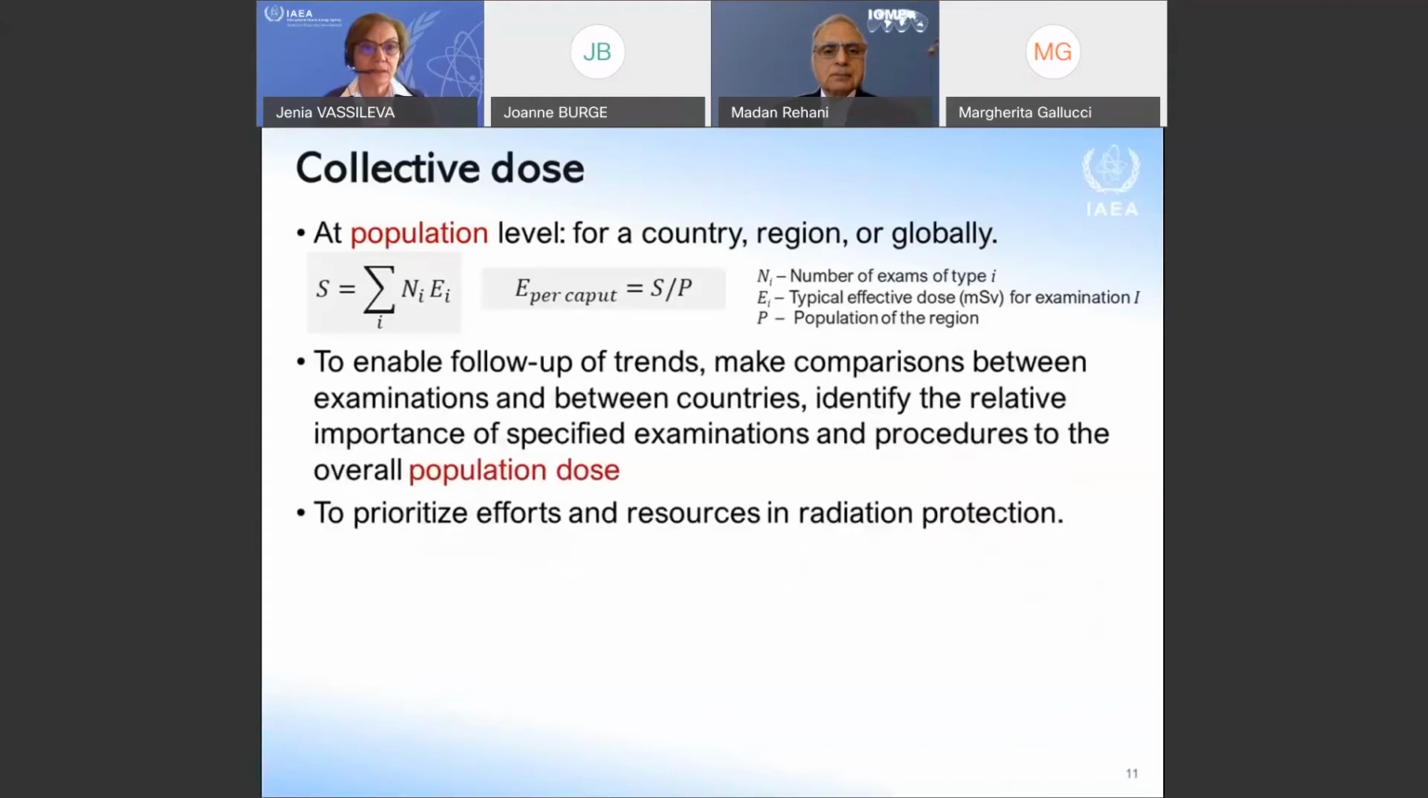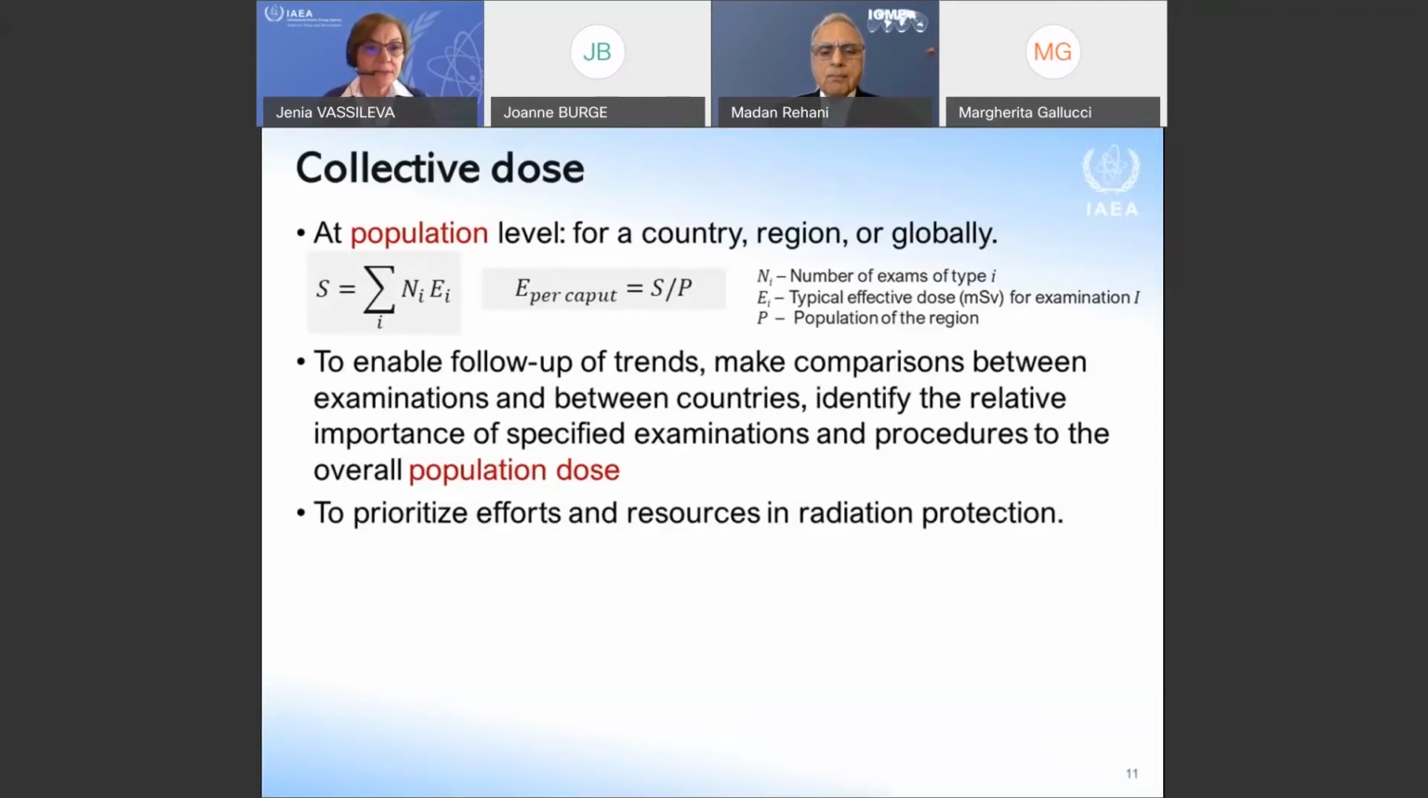Thank you, Madan. I also think it's important to clarify the difference between collective dose and cumulative dose we are talking about today. So collective dose we use for analysis at population level. We can assess collective dose for a country, for a region, or globally. And the global estimate is normally made by the United Nations Scientific Committee on the Effects of Atomic Radiation, UNSCEAR. So population dose or collective dose we calculate by summing the number of exams by typical effective dose per exam.